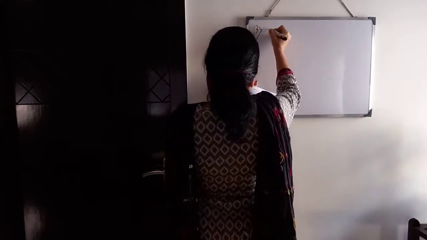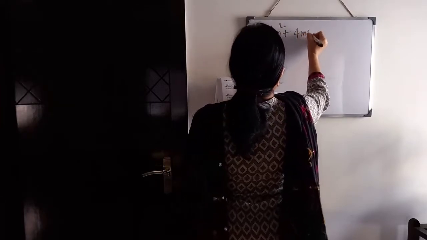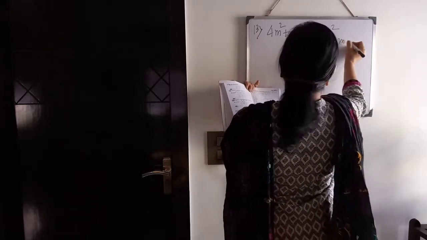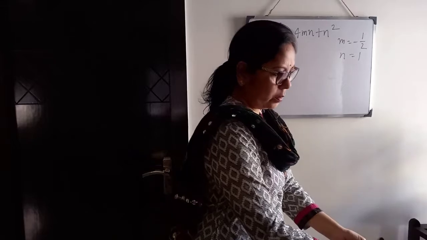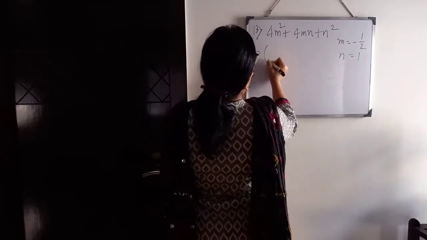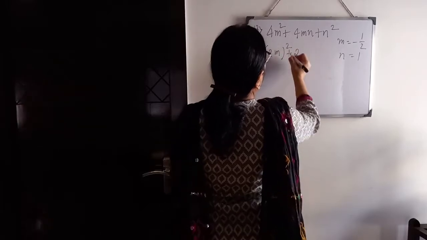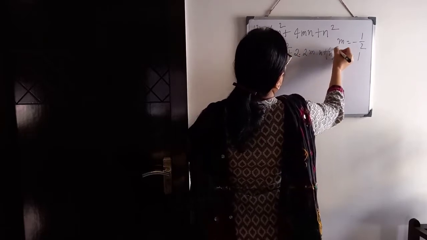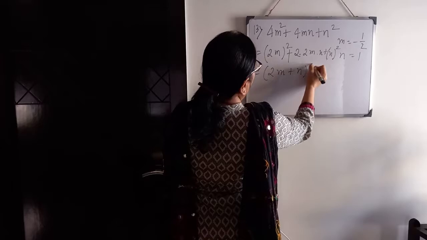Number 13. 4m square plus 4mn plus n square, and the value of m is given minus half and n is given 1. Clear? It is given that. Now it is easy, you can do it yourself also. This we can write 2m whole square, oh sorry, plus 2 into 2m into n plus n whole square. Now this is equal to, we can write, 2m plus n whole square.